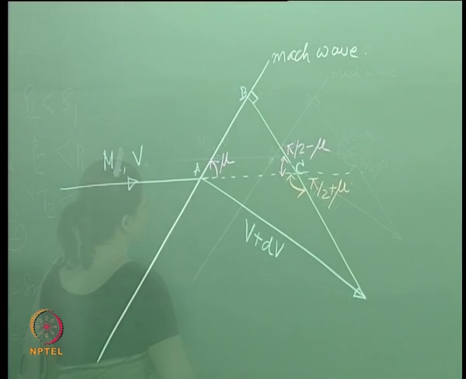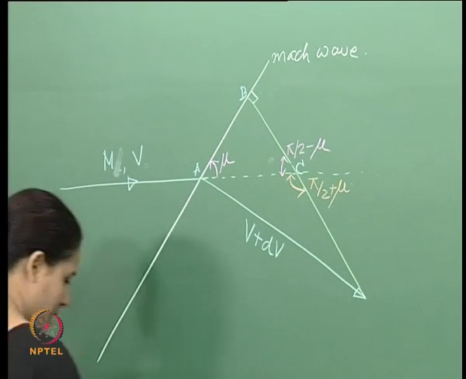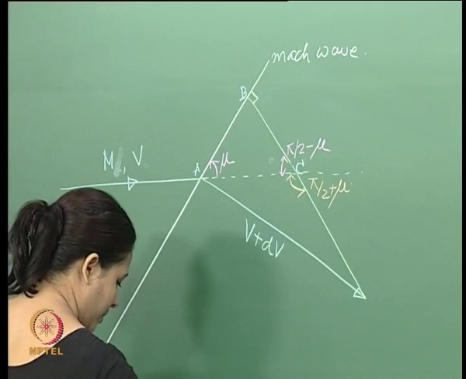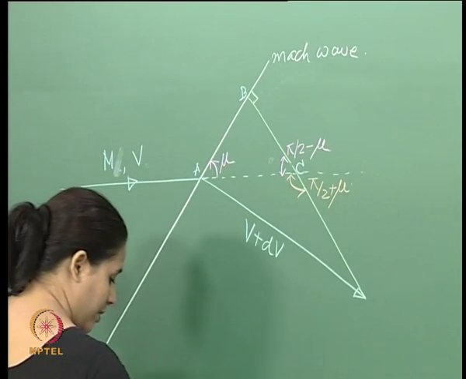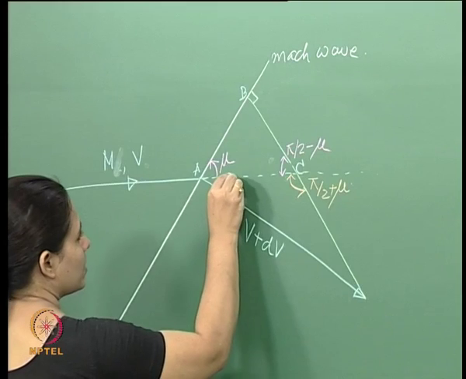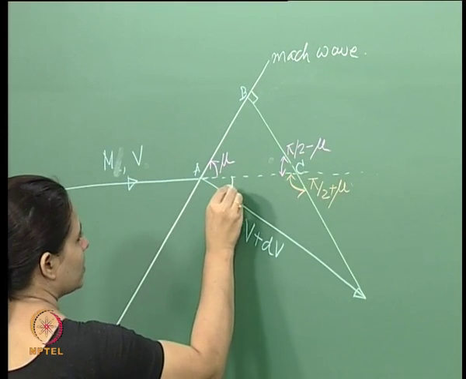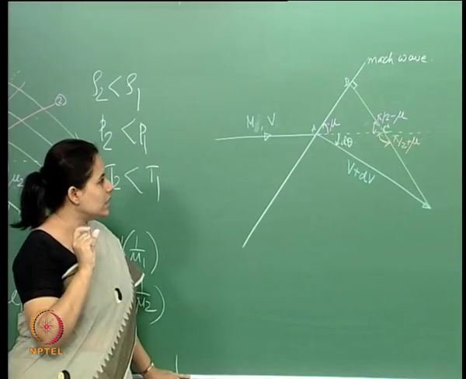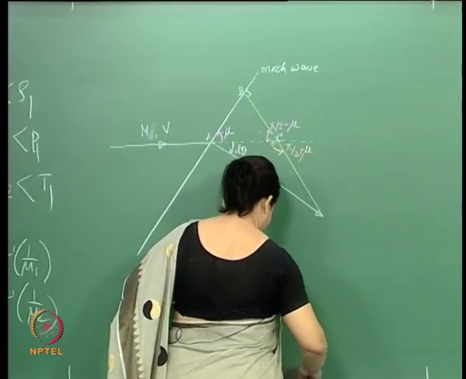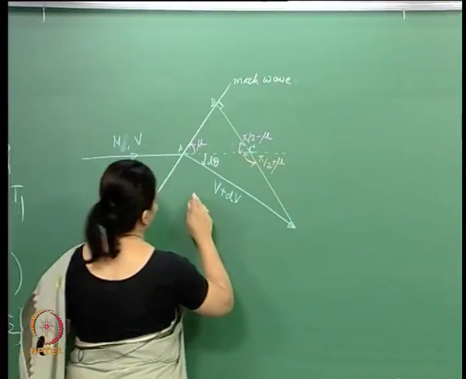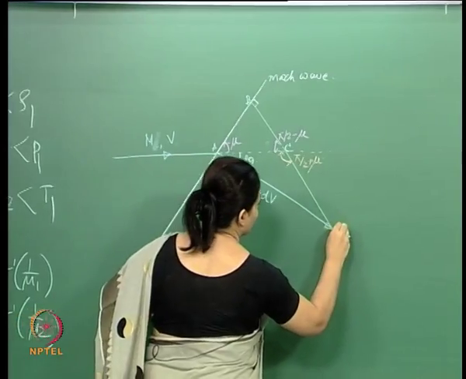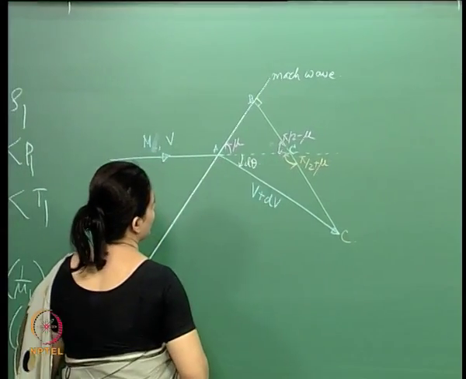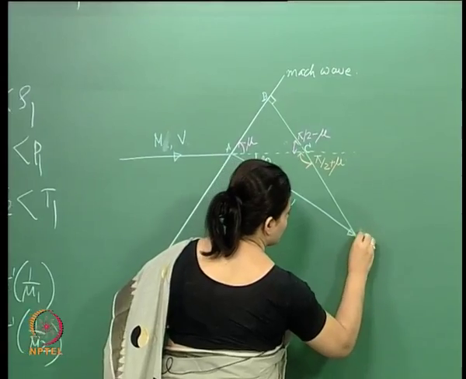Okay. So if that is so, let's say that this angle has been turned by, say, d theta. So this Mach wave is able to turn the flow by an incremental angle d theta, right. Then what does it make? Now let us consider this point as C. Sorry, let's consider that as D.